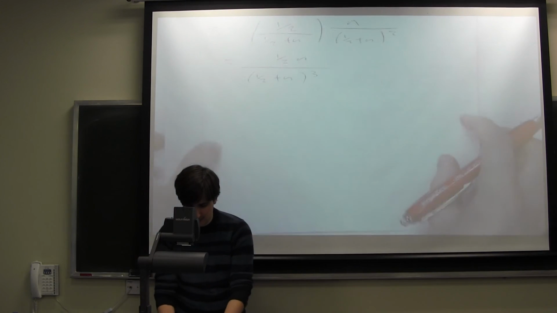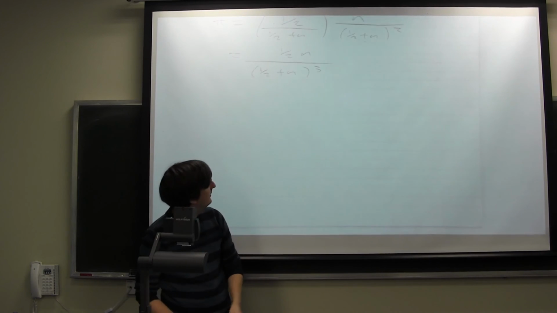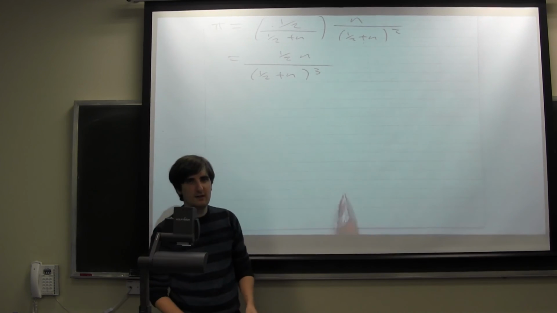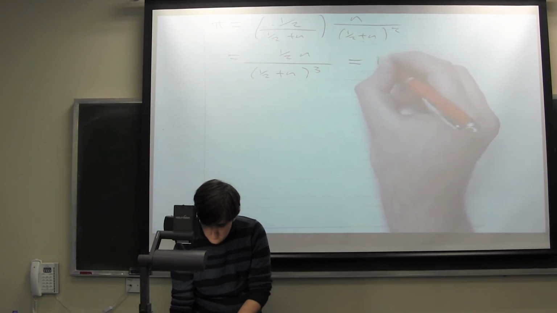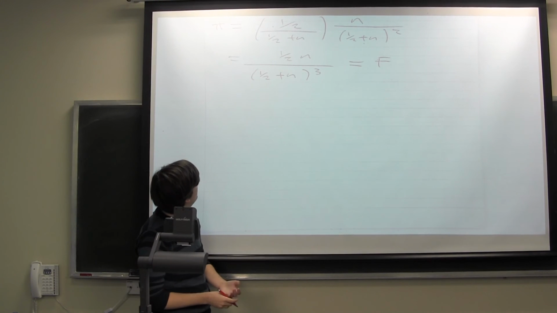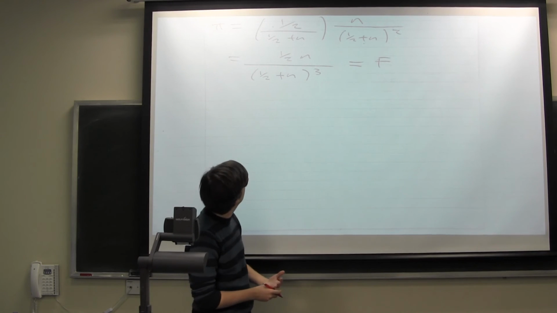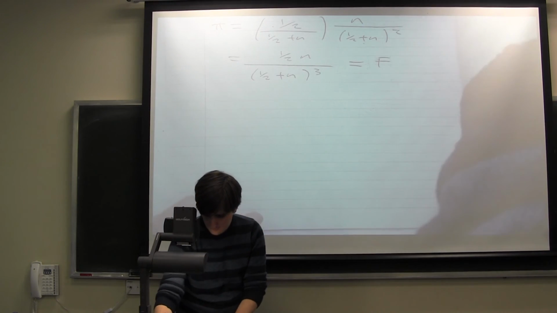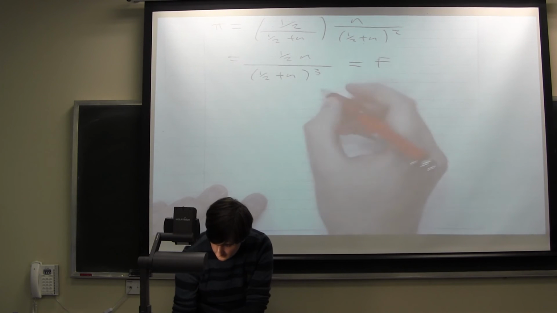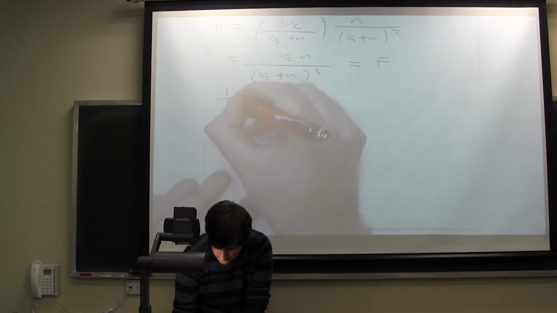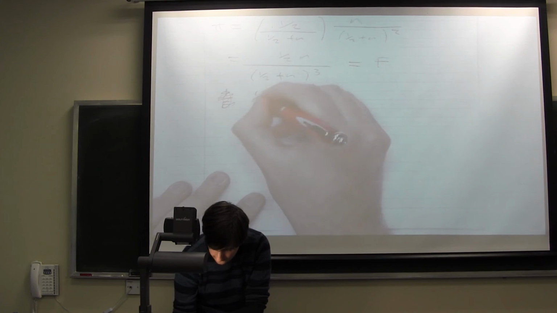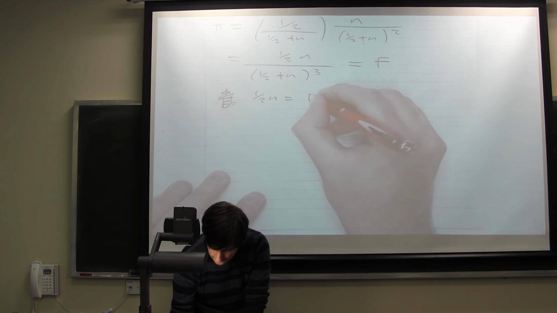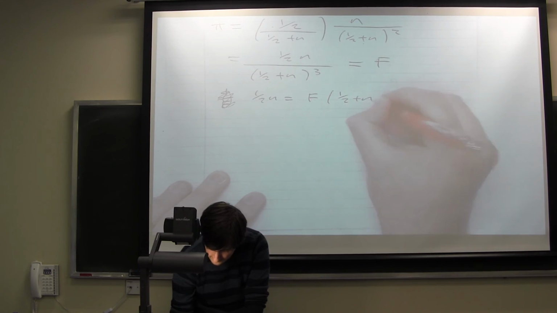Okay, in equilibrium, firms enter until the cost of entering is equal to the profits you get once you've entered. So this has to be equal to the fixed cost. It's not very nice, is it? So half n is equal to f times half plus n cubed.